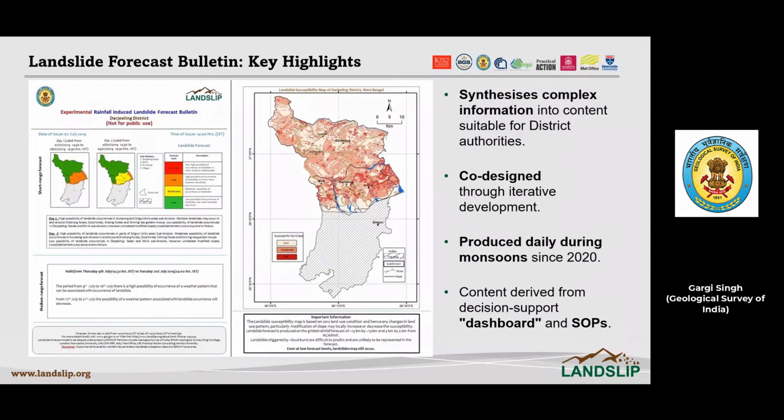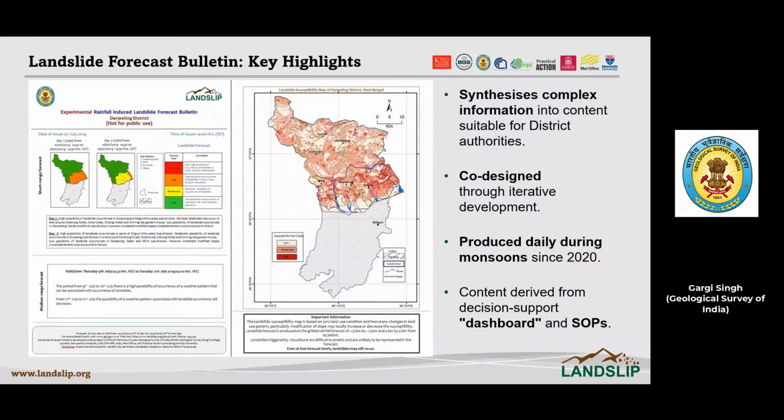This two-page bulletin contains daily updated forecast information on the first page and longer term, or you can say static, information to support the interpretation and understanding on the second page. The content of the bulletin is compiled and issued daily by GSI using a decision support dashboard. This dashboard brings together the model outputs and relevant information. Standard operating procedures have been developed by us to provide clear steps and a consistent approach to transforming the underpinning data and modeling into the two-page daily bulletin.